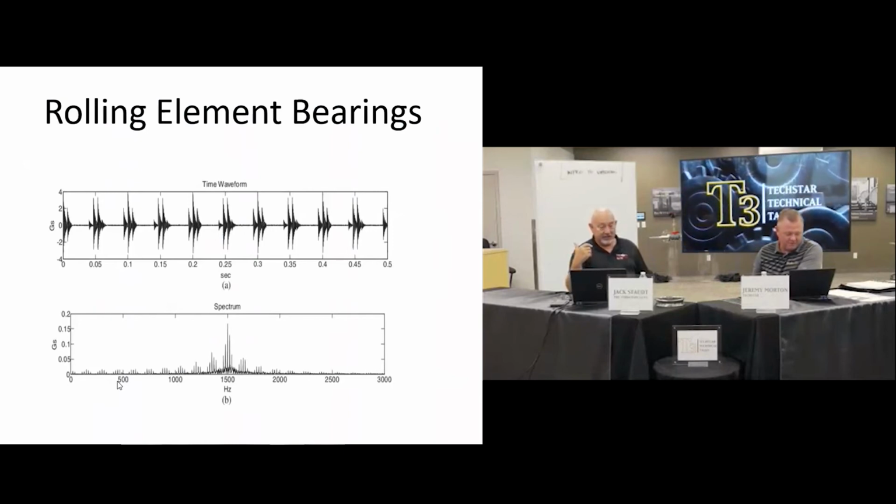What you're seeing is the ball rolling over a defect on the outer or inner race and impacting it, and it's ringing down. So it's like ringing a bell on that outer race. And then it rings down. So that's why it starts high with one big spike.